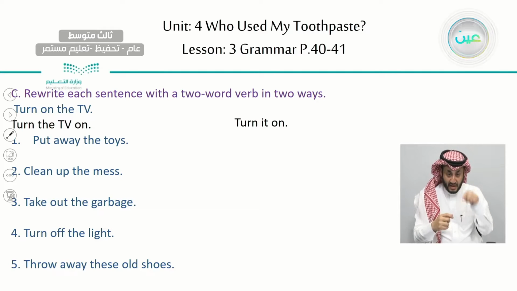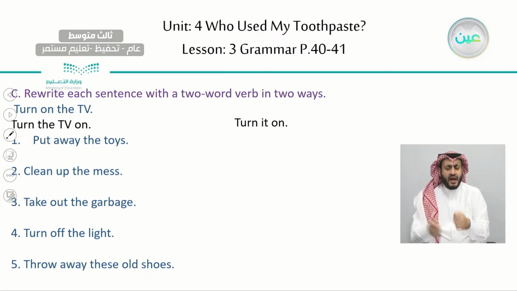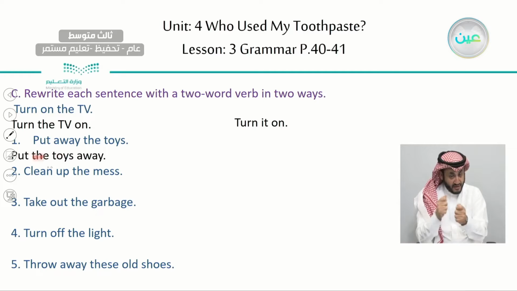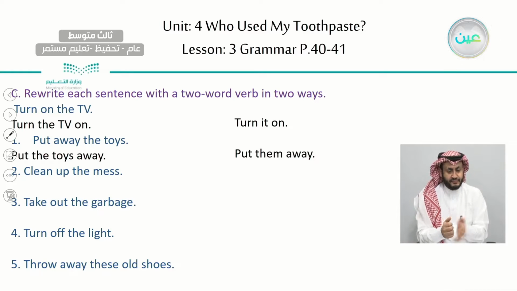Now, number one, put away the toys. Where is the two words verb? Excellent. Put away is the two words verb, and the toys is the object of the sentence. But how can we write it in another way? We can say, excellent, put the toys in the middle, put the toys away, or put them away. These are two ways to write it down.